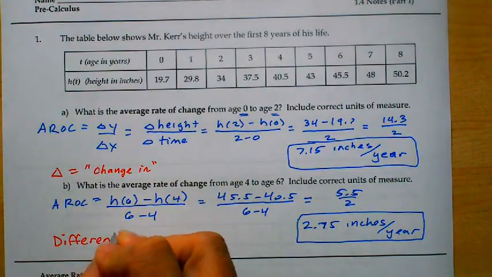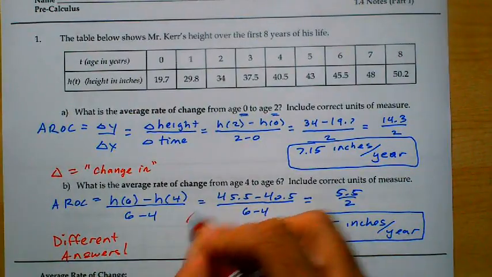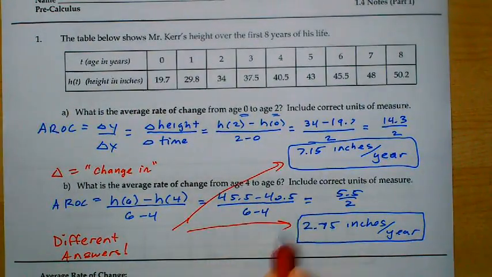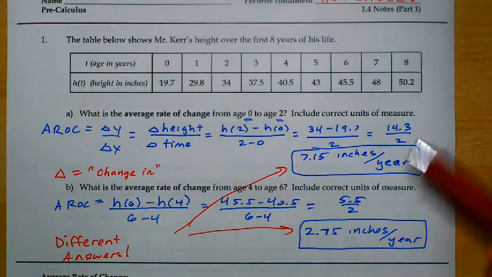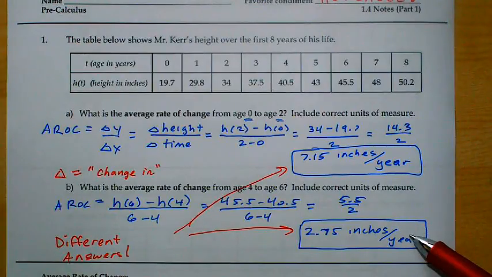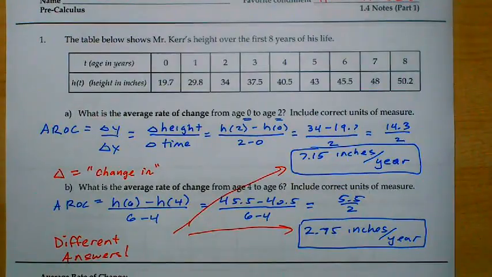Clearly, we can see we got different answers for what I gave you in part 1 and what I gave you in part 2, and we should naturally conclude from that humans don't grow at a constant rate over the entire duration of their childhood. In the first 2 years of his life, Mr. Kerr grew a lot faster than he did from when he was aged 4 to 6, and I bet if you go ask him about it now, I bet he doesn't grow anything at this time in his life. I bet he's just kind of stalled out growing.